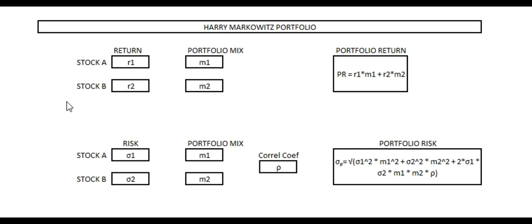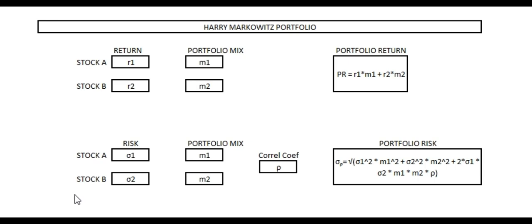We've created a portfolio of two stocks to marry along with our example, and the stocks are stock A and stock B. The respective returns are R1 and R2. The portfolio has a mix of M1 favoring stock A and M2 favoring stock B. Remember, the total portfolio will add up to 100%, so M1 plus M2 will be 100%. Now, if we come to the right and look at the portfolio returns, the portfolio return is essentially a weighted average of the individual stock returns, and it is expressed as R1 multiplied with M1 plus R2 multiplied with M2.